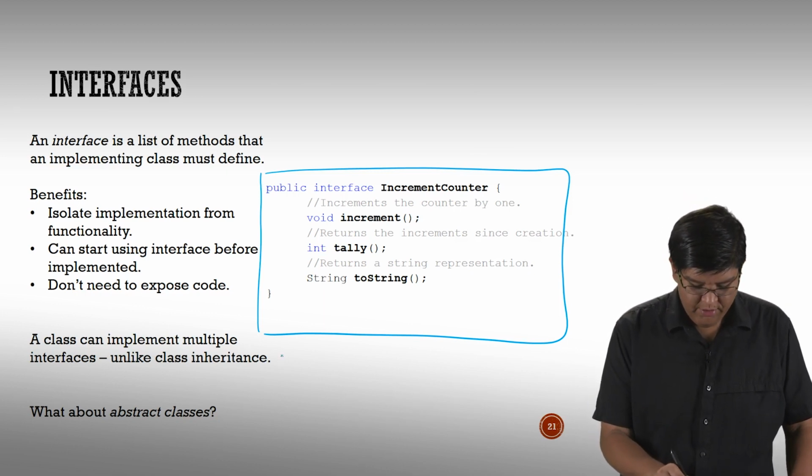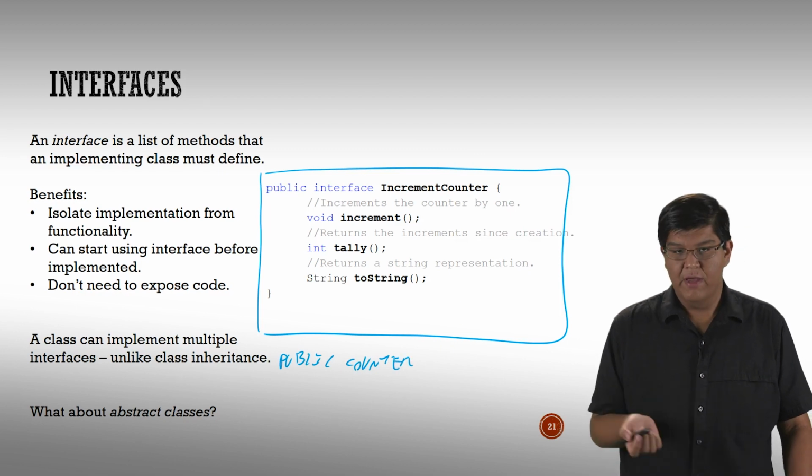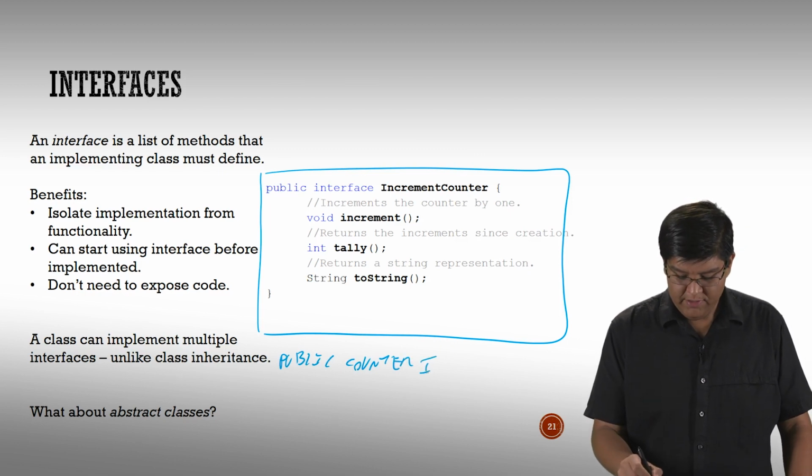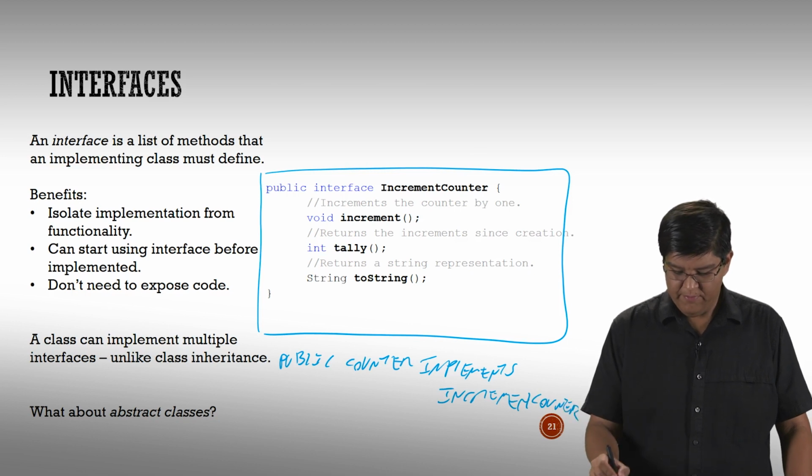And so to write in some more code here, I could have something like this. Public counter, this is basically what we had before, implements increment counter. So I could write something like this, and basically I'm extending what I already had from before.